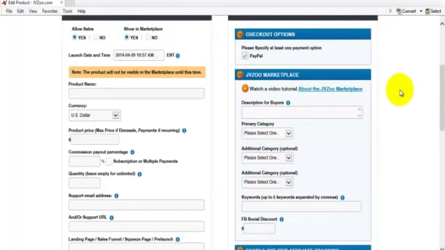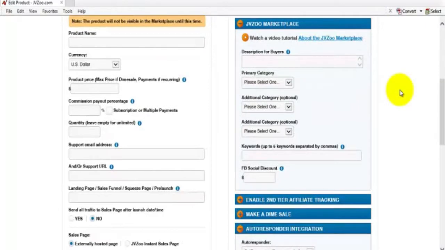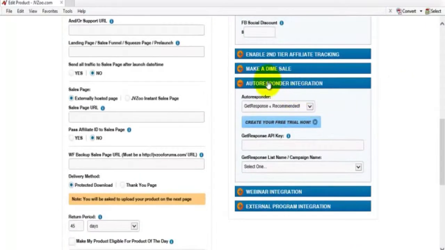One of the things that you want to take note of whenever you create a product is, in particular, notice that there is an autoresponder integration. That means that every time someone buys, this person can be added to your email marketing list. That then becomes a permanent buyer. You can then send that buyer to other offers. You can market to that buyer after the fact.